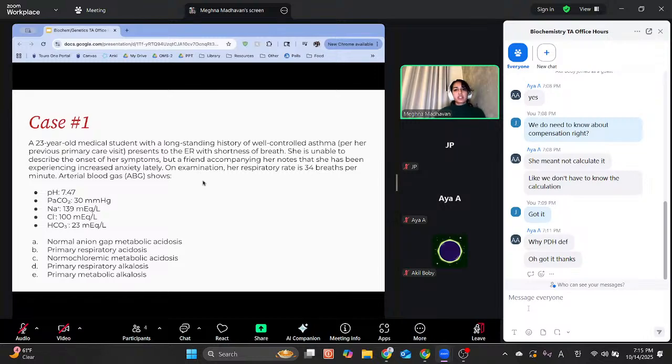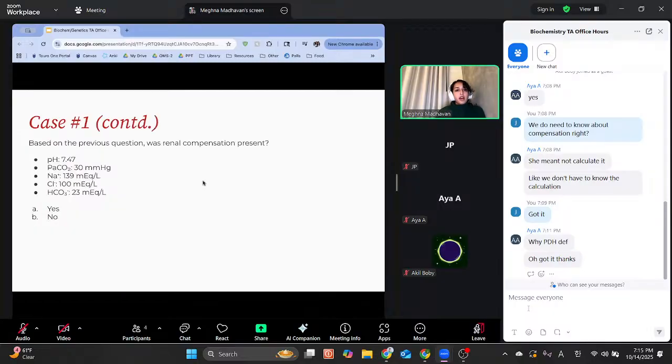Okay, and then we went over this case earlier and we said it was a primary respiratory alkalosis, so I'm not going to go over it again. But based on the previous question, was there renal compensation present or not? Can you guys let me know what you think?